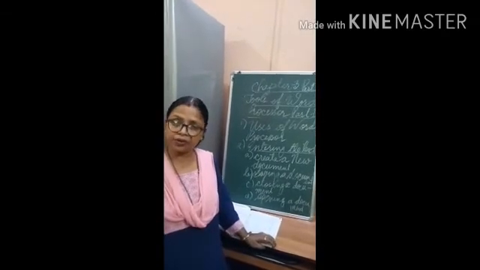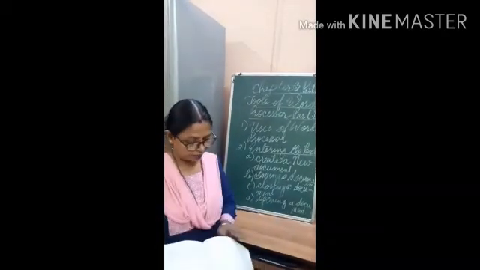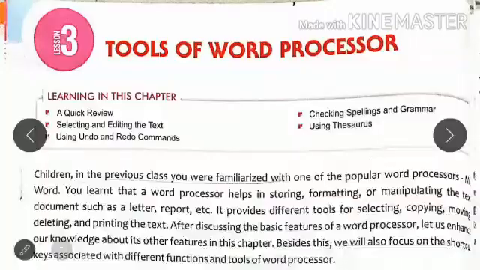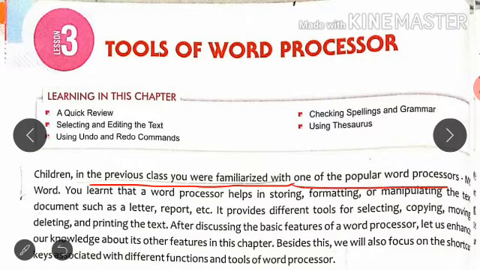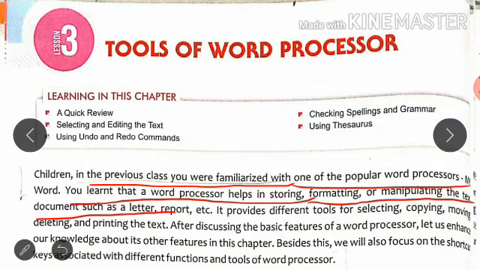Now children, take out your book and open page number 24. Children, in the previous class you were familiarized with one of the popular word processors, MS Word. You learned that a word processor helps in storing, formatting or manipulating the text document such as letter, report, etc. It provides different tools for selecting, copying, moving, deleting and printing the text.